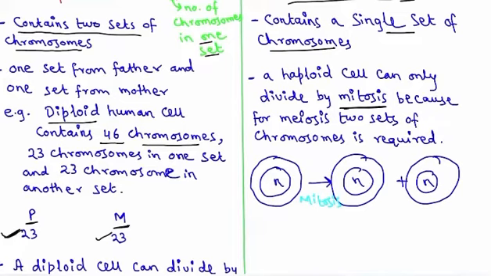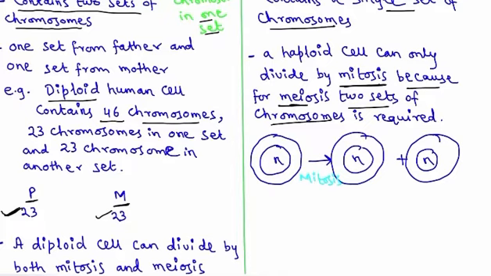A haploid cell can only divide by mitosis. Why? What is the reason behind this? Because meiosis requires two sets of chromosomes. If a cell does not have two sets of chromosomes, then the cell cannot divide by meiosis. However, the haploid cell can divide by mitosis, in which the chromosome number is maintained.